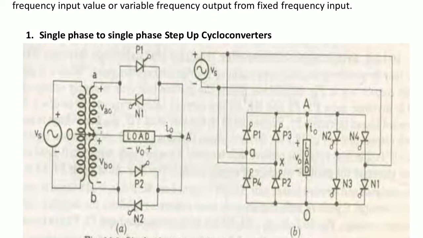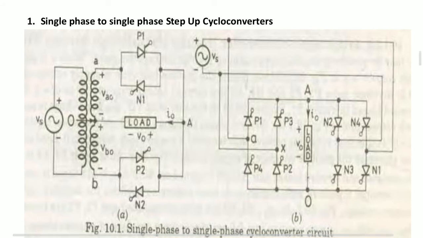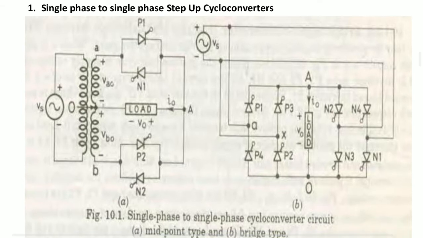So this is the basic circuit diagram of the single phase to single phase step up cycloconverter. There are two topologies for this conversion in the single phase step up cycloconverters. The first one, diagram A, is the midpoint type. The circuit diagram having number A is the midpoint type single phase to single phase step up cycloconverter, and the second one, B, is the bridge type.